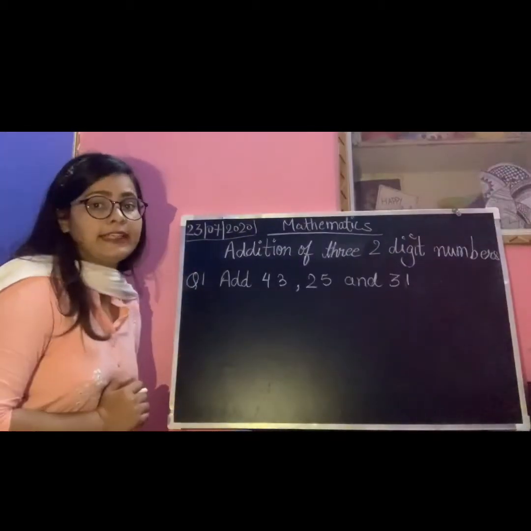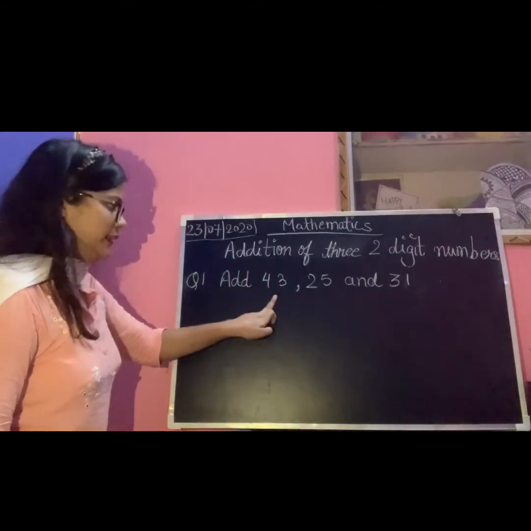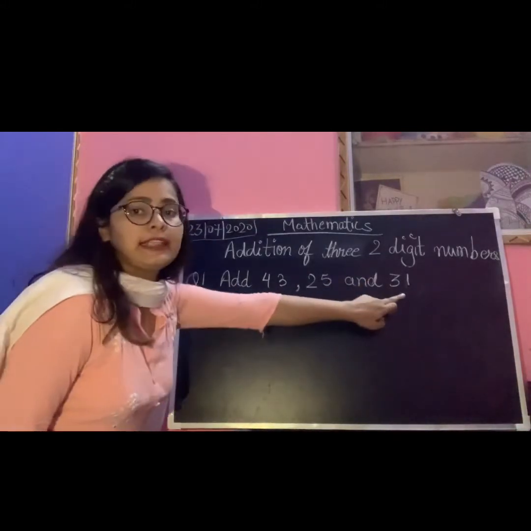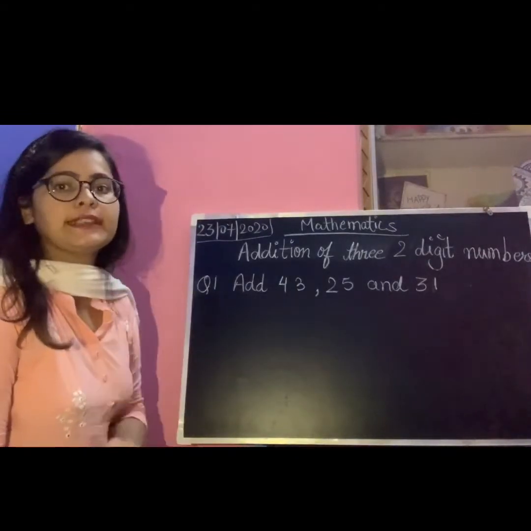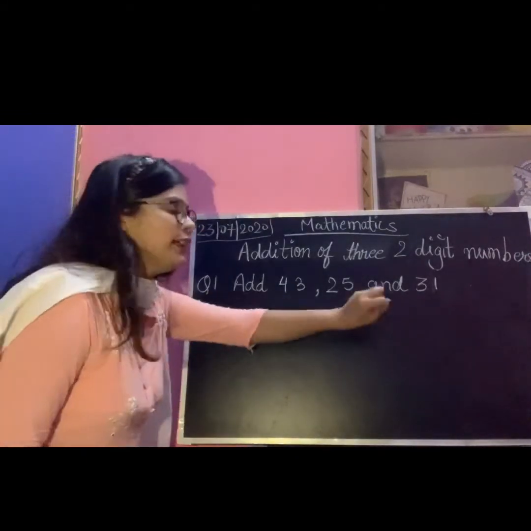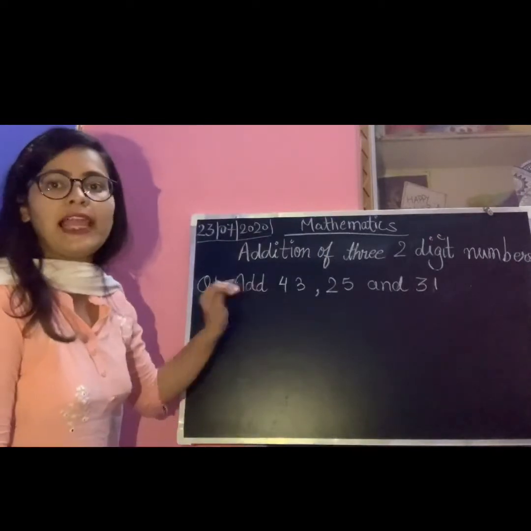As you can see here, I have taken 43, 25 and 31. These are three two-digit numbers. 1, 2, 3 two-digit numbers. Now I have to add these.